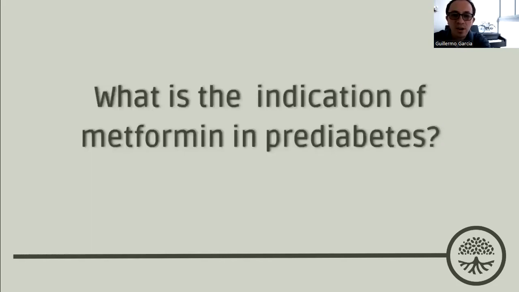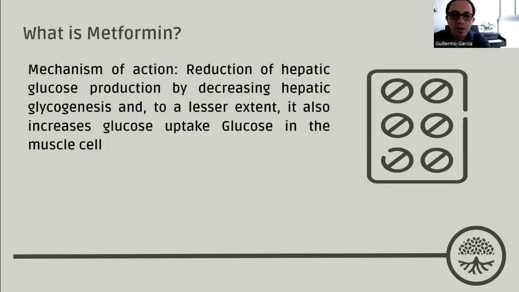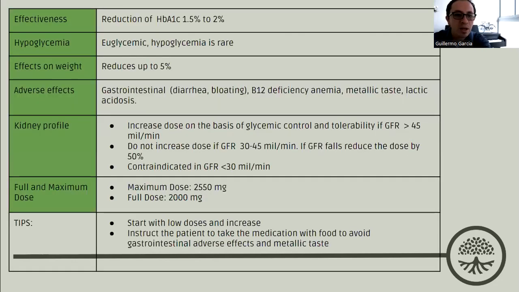Now, what is the indication of metformin in prediabetes? First, metformin's mechanism of action is the reduction of hepatic glucose production by decreasing hepatic gluconeogenesis, and to a lesser extent, it also increases glucose uptake in the muscle cell. Talking about effectiveness, metformin reduces the glycated hemoglobin by 1.5 to 2%. Hypoglycemia is rare because this medication is euglycemic. About effects on weight, it reduces up to 5%.